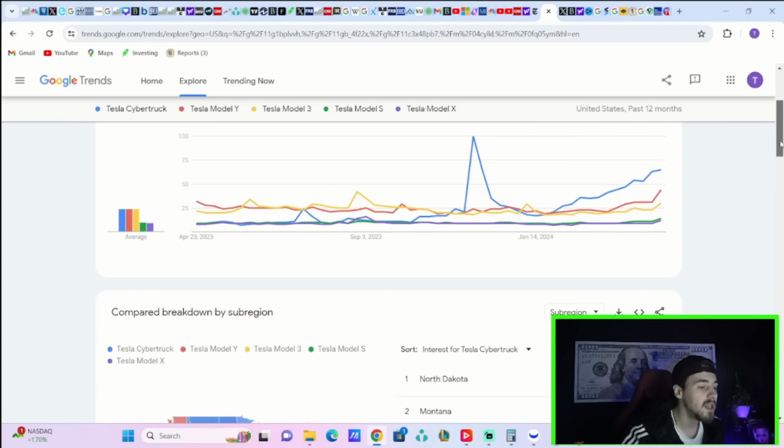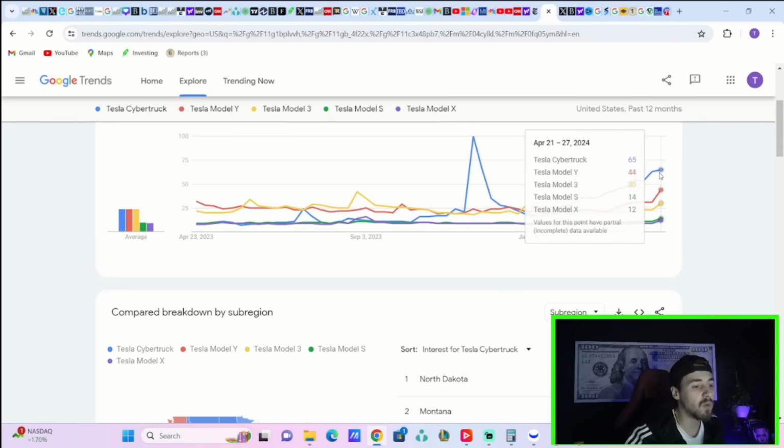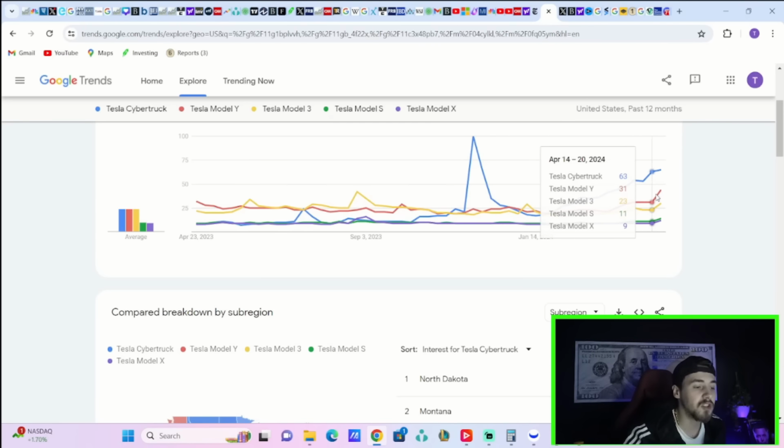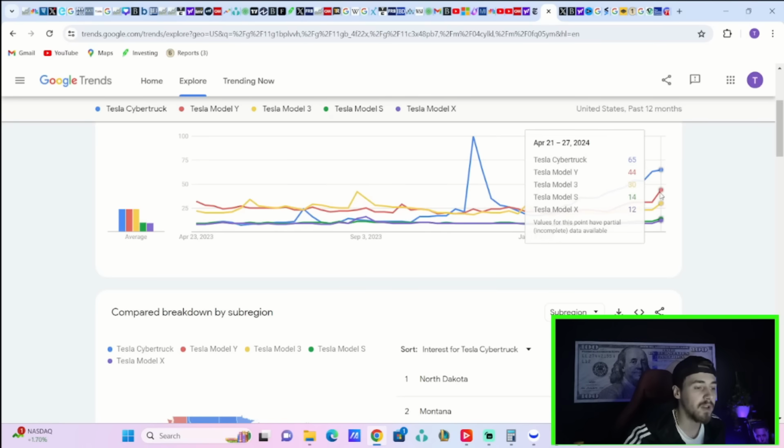It's exploding. Specifically, the Cybertruck, it's at 65. I mean, just right after the Cybertruck launched back in January, the Cybertruck was at 18. It's been a slow and steady ramp up ever since. You can also see the Model Y has recently exploded from 31 to 44.